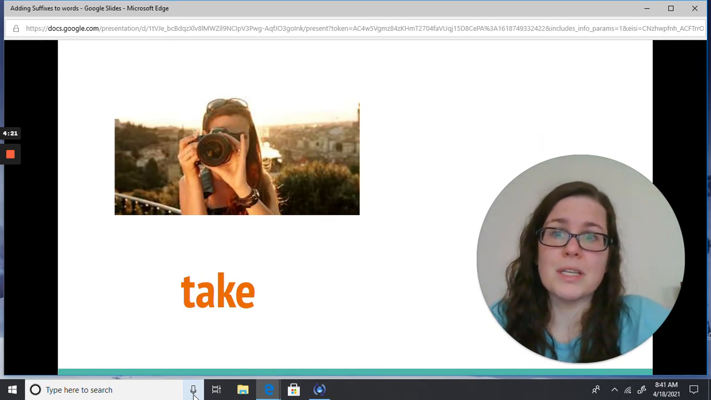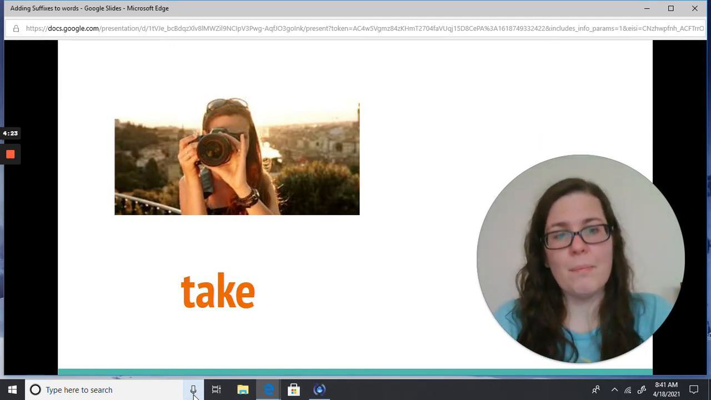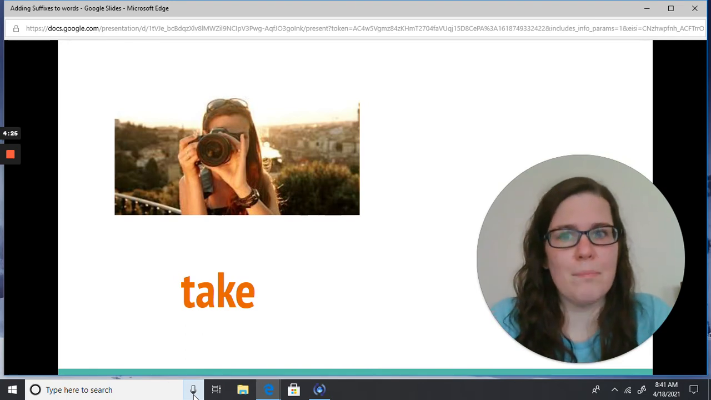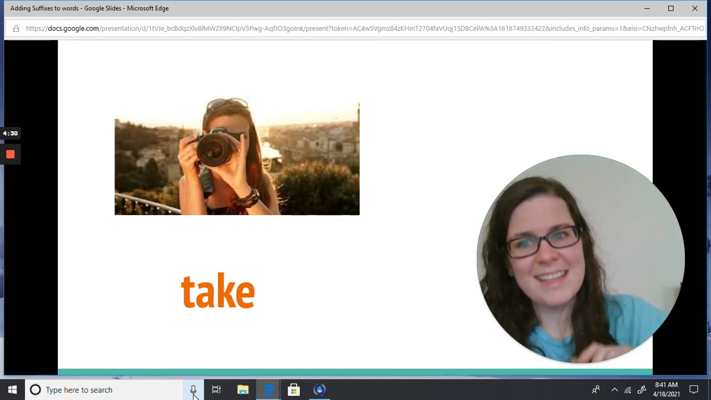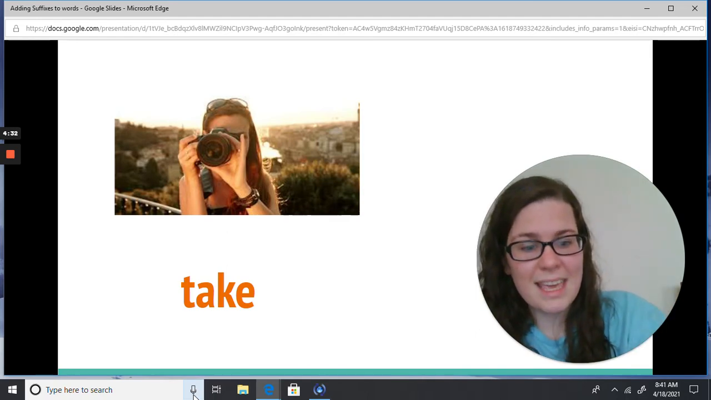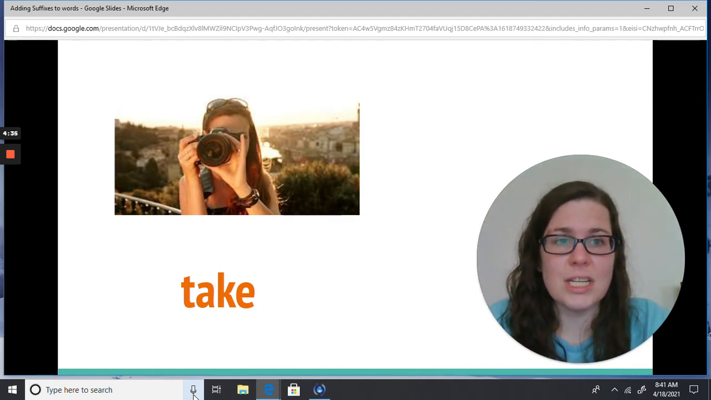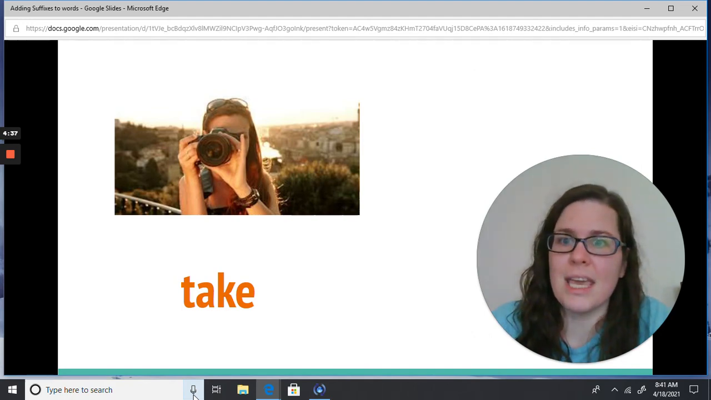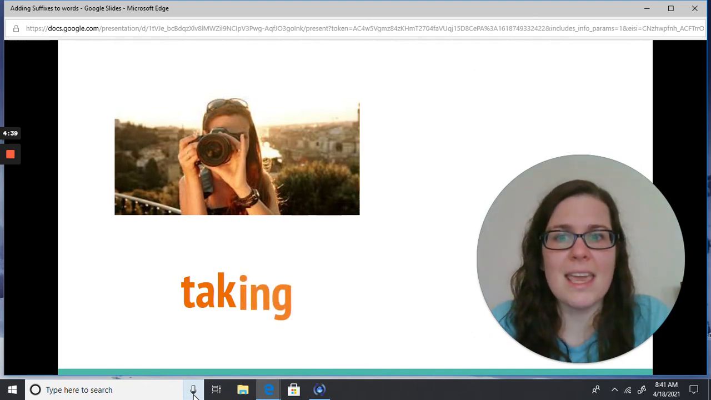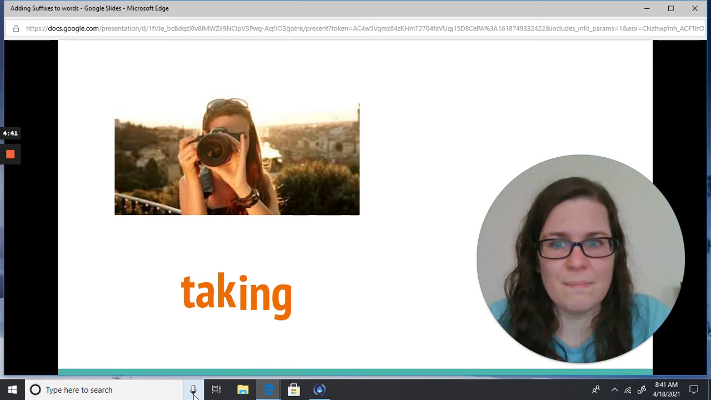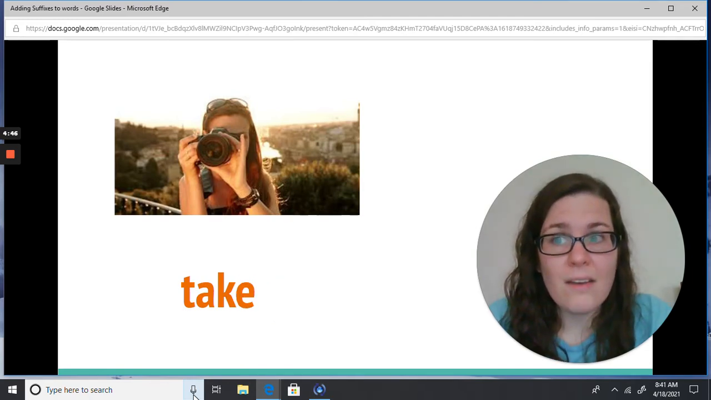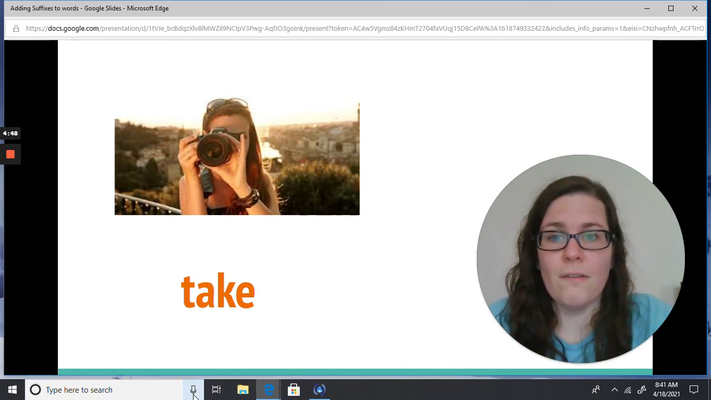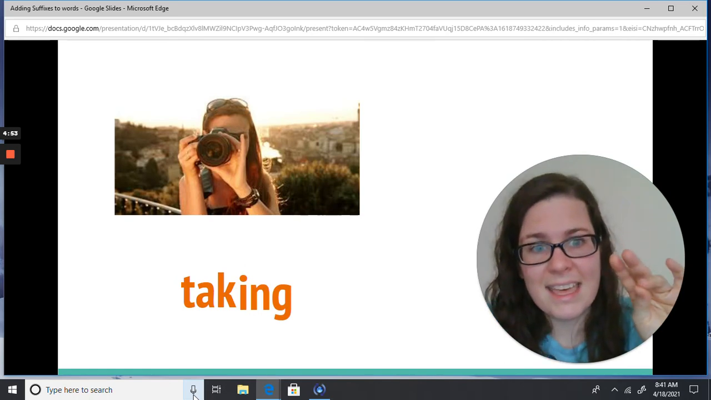So we're going to talk about two rules for adding ing. So here is a person who is taking a picture. Taking a picture. So how do we spell take? T-A-K with the magic E. So when you add ing to words that have the magic E, you take off the E and add ing. So let's look at that again. When you have a word with a magic E, you take off the E and add ing. Tak-ing.